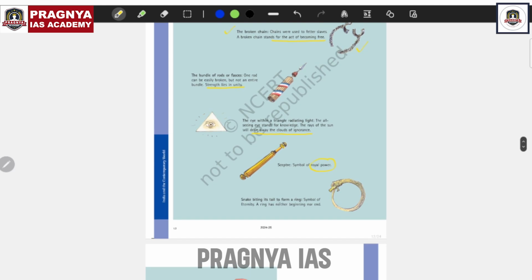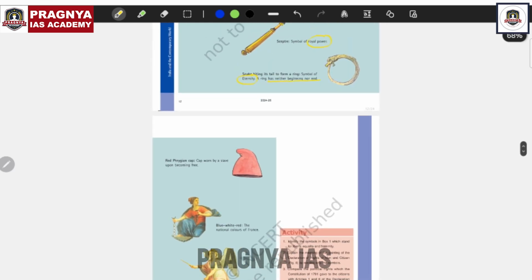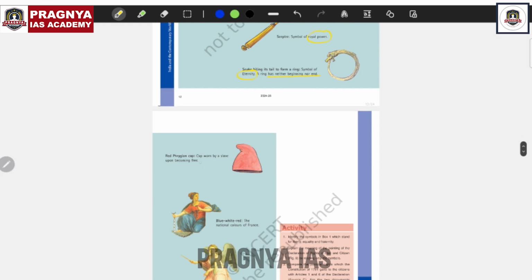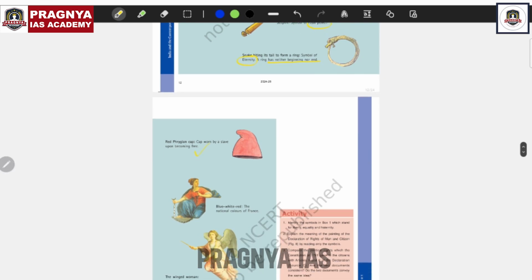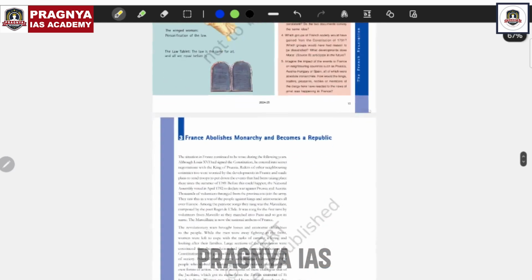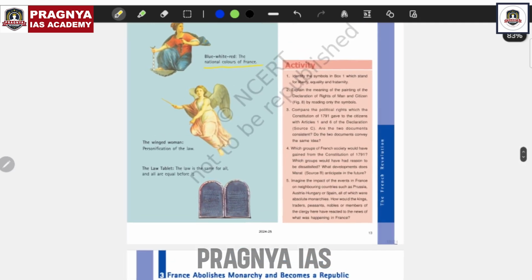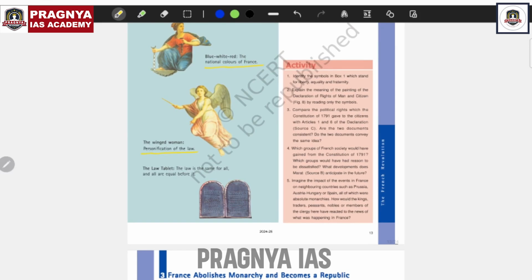The snake biting its tail to form a ring means a ring has neither beginning nor end and is a symbol of eternity. The red cap is a cap worn by a slave upon becoming free. Blue, white, red are the national colors of France. The winged woman is the personification of law. And the law tablet means this law is the same for all, and all are equal before it.